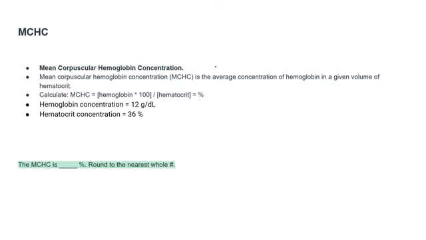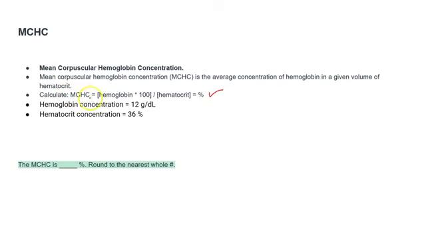The next concept is MCHC. MCHC is also called mean corpuscular hemoglobin concentration, which is the average concentration of the hemoglobin in a given volume of hematocrit. You should be able to calculate the MCHC, but don't be worried about the formula. We are going to provide you with the equation of MCHC. You don't need to memorize it.